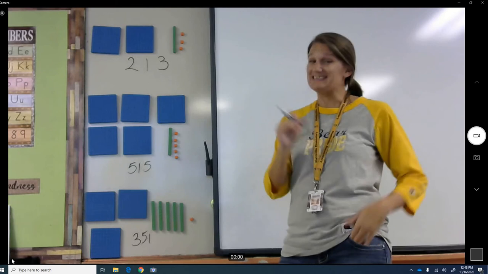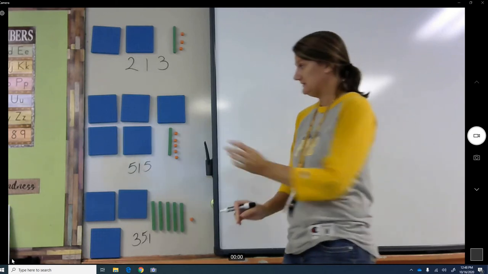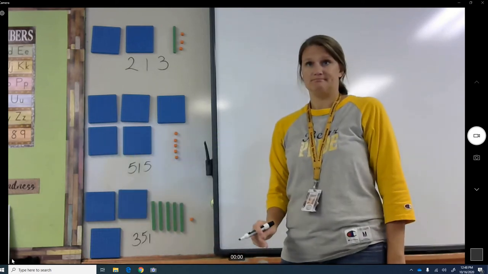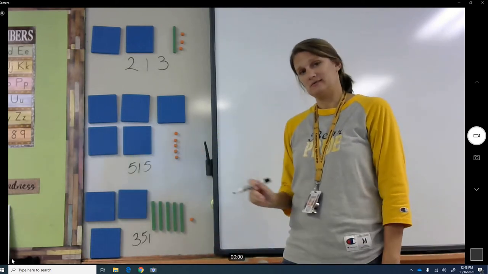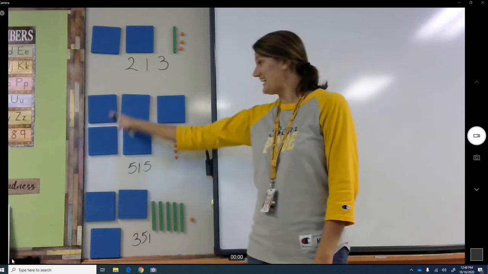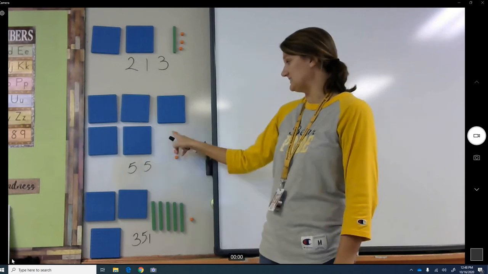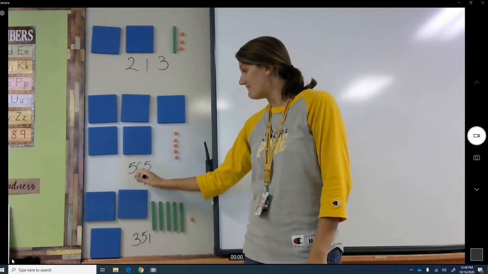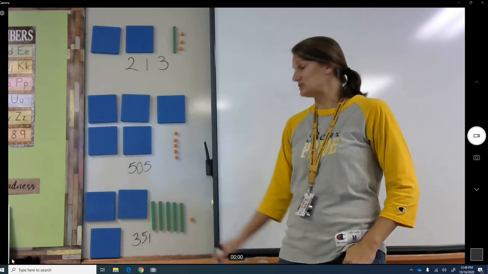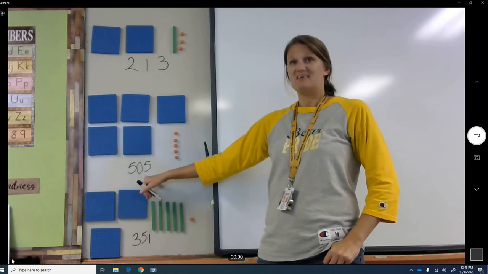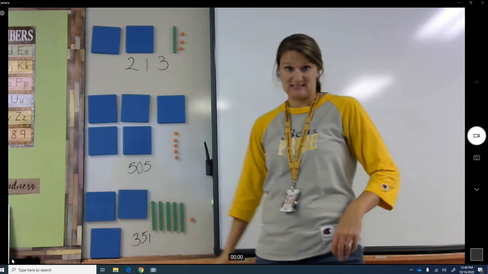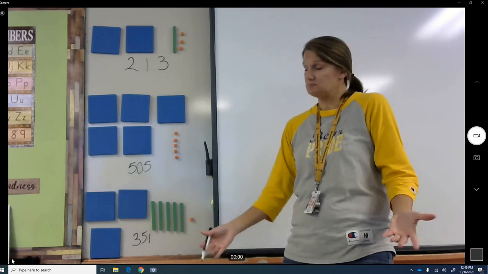If I take away 10, 10 less. So I just go and I take this 10. Throw it over there, it's gone. How's this number changed? Yeah, it still has 5 hundreds, and it still has 5 ones, but we don't have any 10s, so we put a 0 there. It's not 515 now, it's just 505. Good. When I took that 10 away, it changed the 10's place. 10 less changed the 10's place.